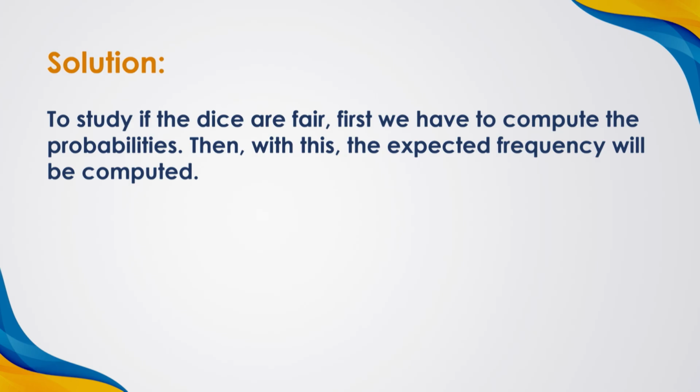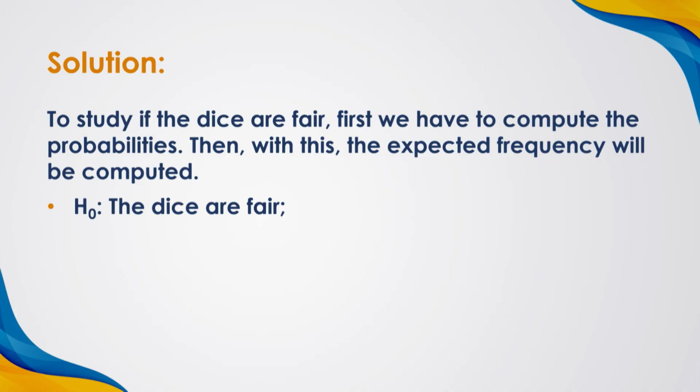Now coming to the solution, how you work. What is the study first of all? To study if the dice are fair. First we have to compute the probabilities, then with these the expected frequency will be computed. As I mentioned in earlier sessions, when you are working for an expected frequency, you have to calculate your probability first. In your previous part you went with the regression model, so you obtained your expected frequency through fitting of a regression model. Whereas now you are moving towards a probability distribution, hence you have to calculate your probabilities first, then you can move on to your expected frequencies.